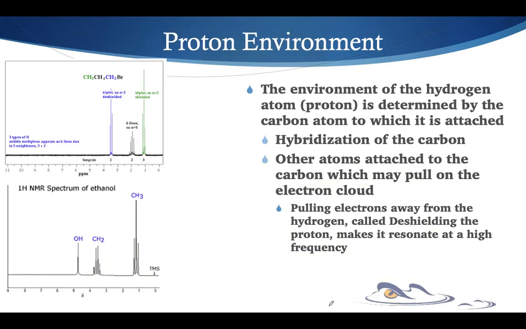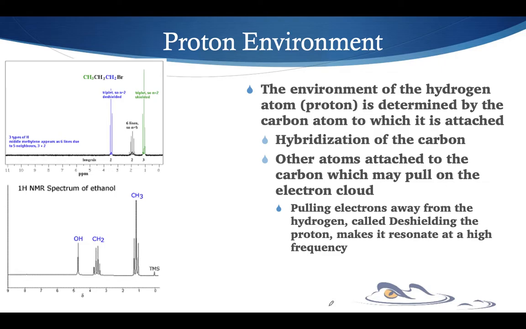So this is all about measuring what we call a proton environment. The environment of a proton has to do with the carbon atom to which that proton is attached. So different bonding situations, different environments pull on the electron cloud in different ways. So different hybridizations of the carbon. Maybe there's other atoms that are attached to it, more electronegative atoms that can pull on the electron cloud.